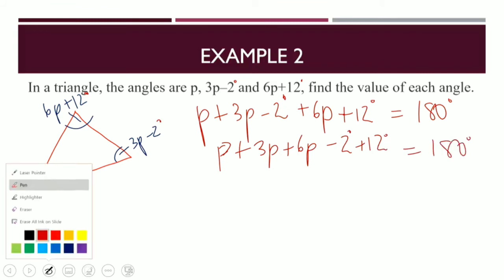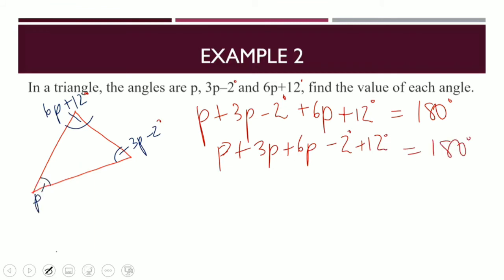Now let's simplify those terms that we have grouped. P plus 3P plus 6P. Remember that P is also 1P. So that gives us 10P minus 2 plus 12. You draw for your rule now: different signs, subtract the numbers and take the sign of the larger. That equals 180 degrees.